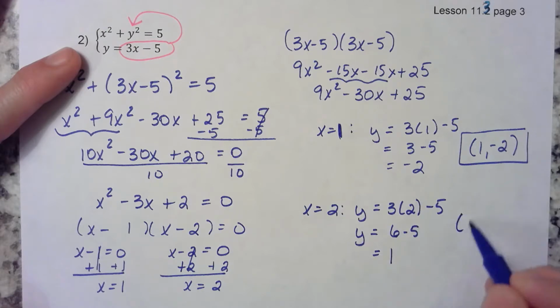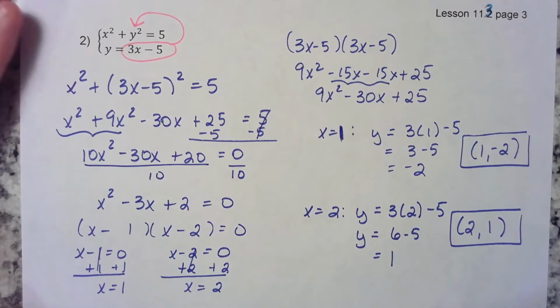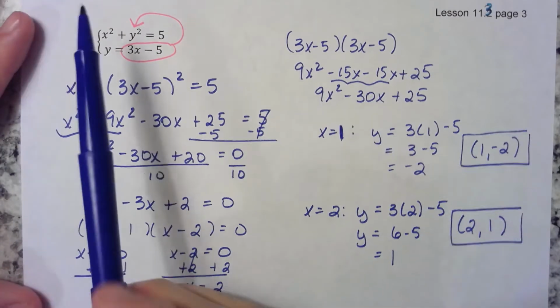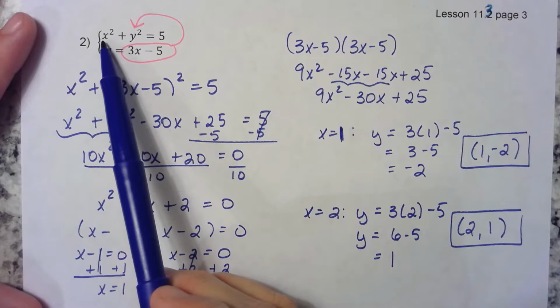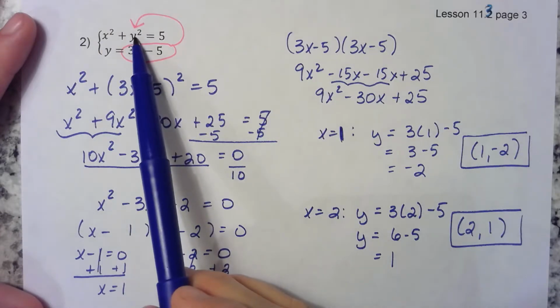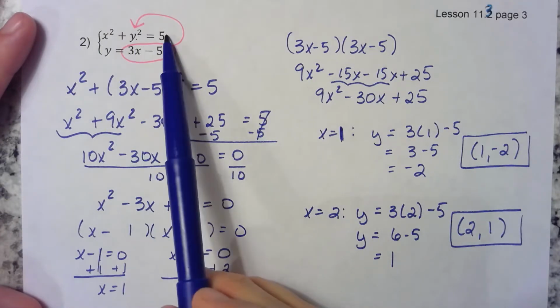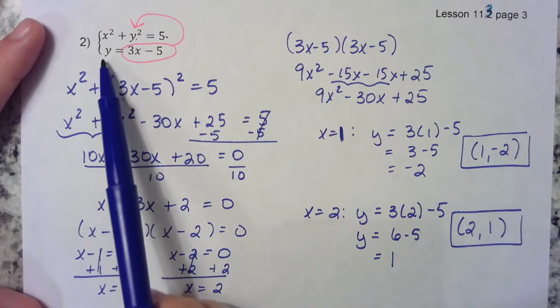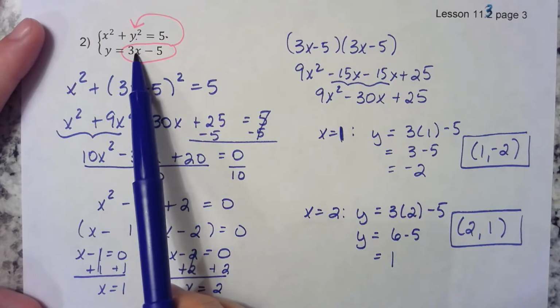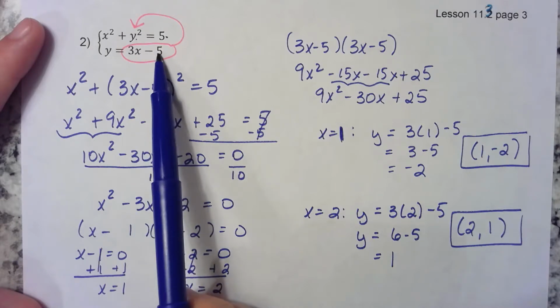And of course, you should go back and check these to make sure. 1 squared is 1. Negative 2 squared is 4. 1 plus 4 is 5. That works. We'll have negative 2 equals 3 times 1 is 3. 3 minus 5 is negative 2, and that is equal to negative 2. So this one works.